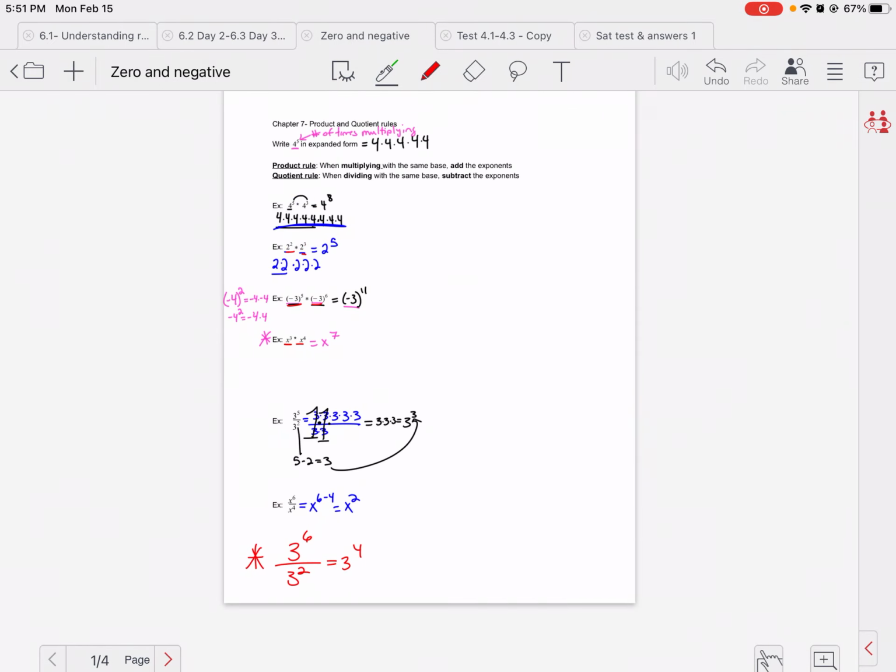Okay? The reason we're working on all of these simplifying rules is we're going to learn more complicated things with what we call polynomials, and we need to know how to deal with these little things first. So product, quotient rule, very important, super helpful.